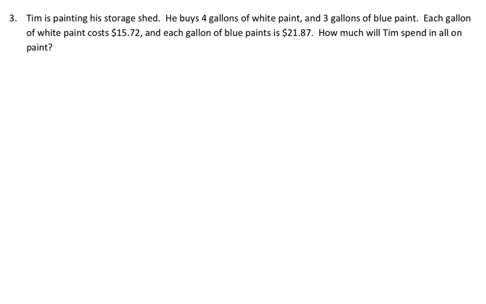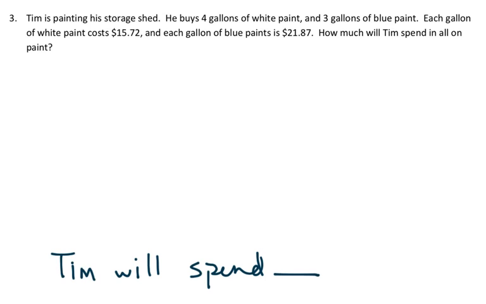It says Tim is painting his storage shed. He buys 4 gallons of white paint and 3 gallons of blue paint. Each gallon of white paint costs $15.72, and each gallon of blue paint is $21.87. How much will Tim spend in all on paint? So my target sentence is Tim will spend blank on paint. So here's my target sentence.